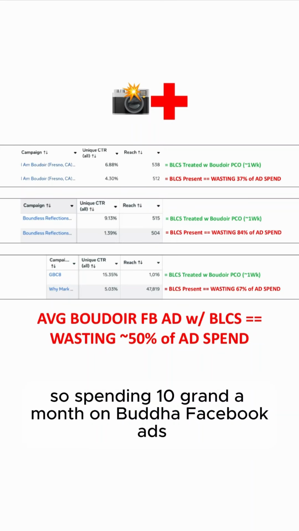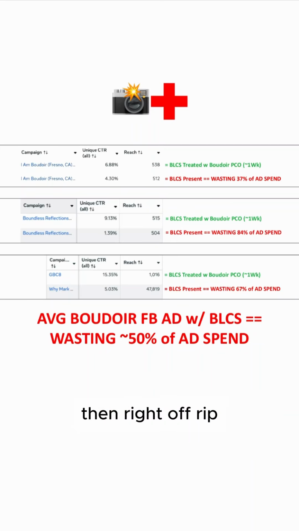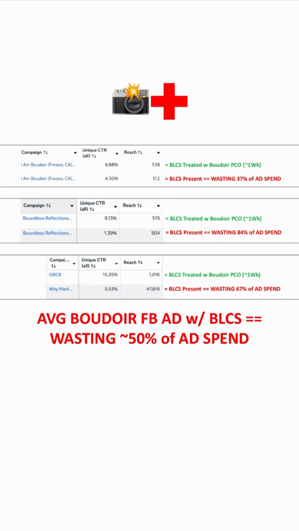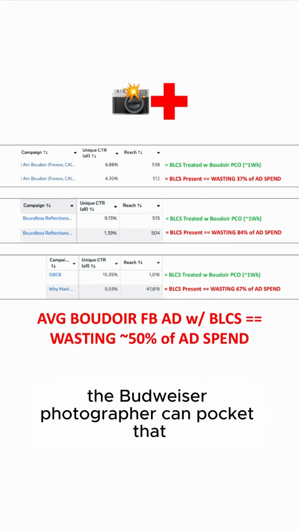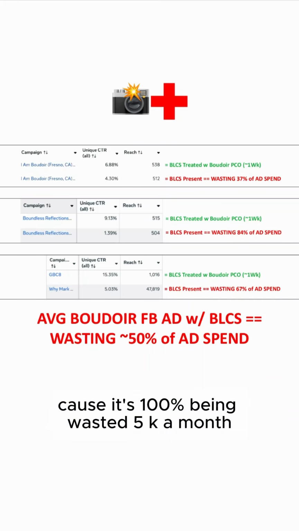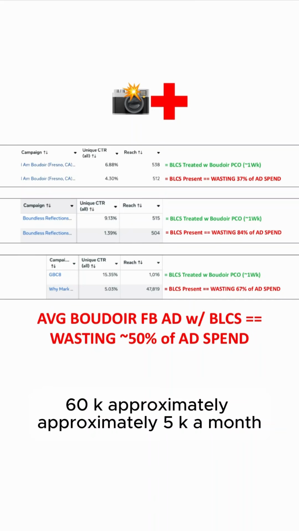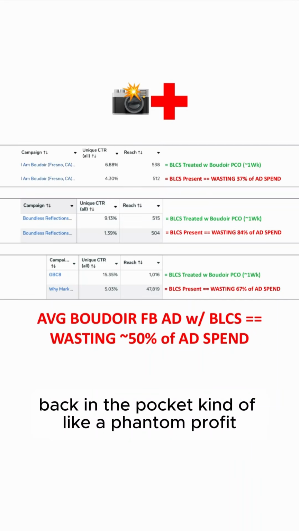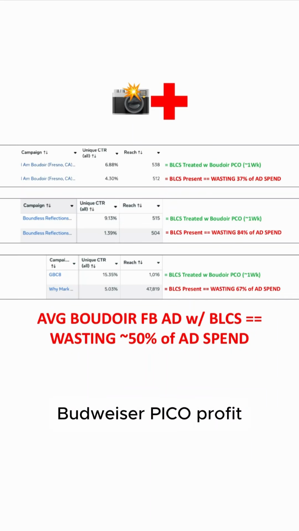So, spend 10 grand a month on Boudoir Facebook ads, then right off the rip, approximately 5K every single month is being wasted. As a result, we can eliminate that. The Boudoir photographer can pocket that instead of sending it to the Zuckinator and getting zero out of it because it's 100% being wasted. Approximately 5K a month, approximately 60K in the next 12 months, back in the pocket, kind of like a phantom profit, Boudoir Pico profit.